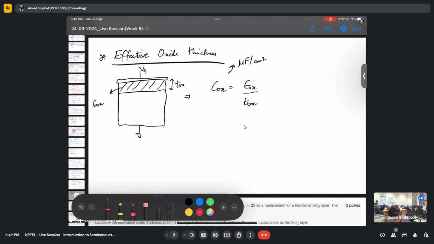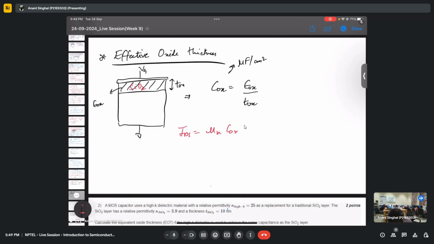Now, as we have seen some of the formulas, there were two different formulas, but this part remains the same. In this we have mu n and Cox, which is epsilon ox by TOX, times W by L. The whole motive of this semiconductor is to increase the current, to have more and more current somehow. What can we do? Either we increase W, or decrease the length, or increase the capacitance, or increase the mobility. This is how we can increase our current.